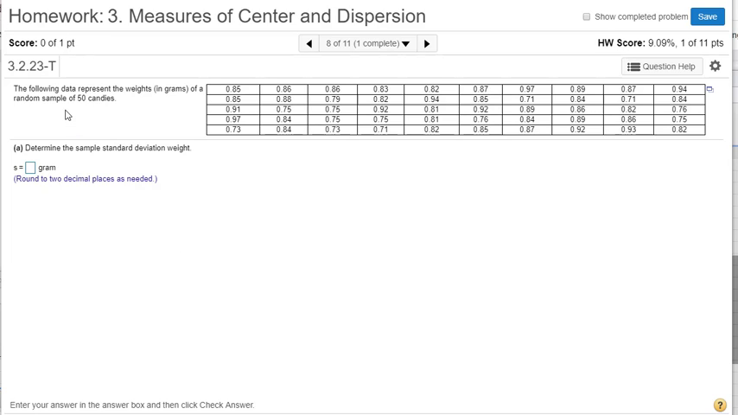The following data represent the weight in grams of a random sample of 50 candies. Determine the sample standard deviation weight. So we have, looks like, 5 parts of this question. So we definitely want to put this in StatCrunch. You don't even want to put this into a calculator. You most likely put a number in wrong. So we're going to open the StatCrunch.